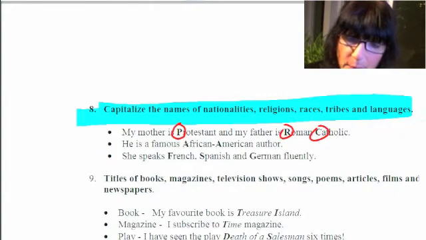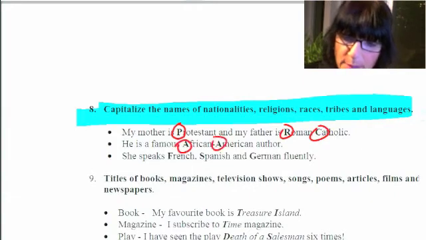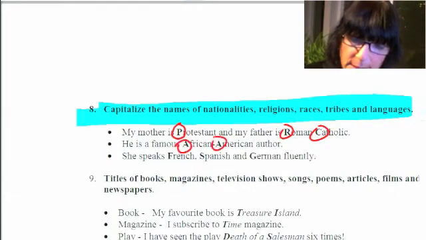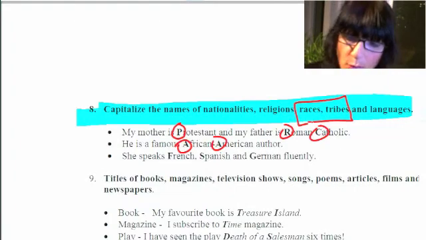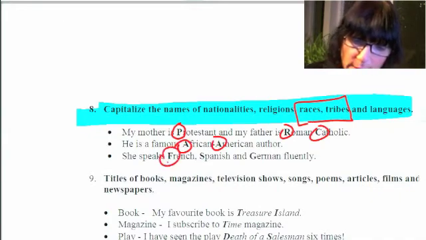The second example, he is a famous African American author. You would capitalize African and the word American because you capitalize all races and tribes. And in the last example, she speaks French, Spanish, and German fluently. You capitalize all languages, French, Spanish, and German.